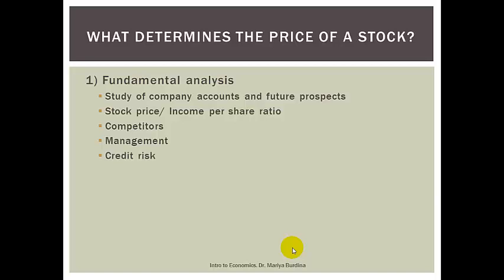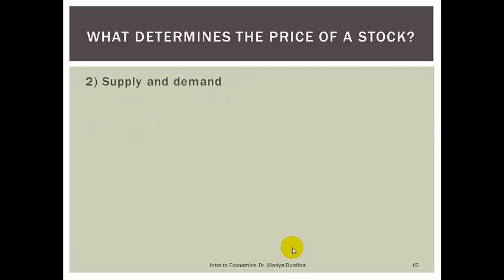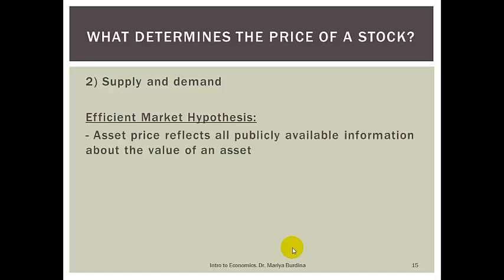Credit risk also is going to go into the determination of the price of a stock. And as we said, supply and demand is going to play a crucial role in determining the price of a company. So depending on how much people want to buy and how much people want to sell, the price is going to differ. When it comes to supply and demand, we have what we call the efficient market hypothesis. That tells us that asset price will reflect all publicly available information about the value of an asset.